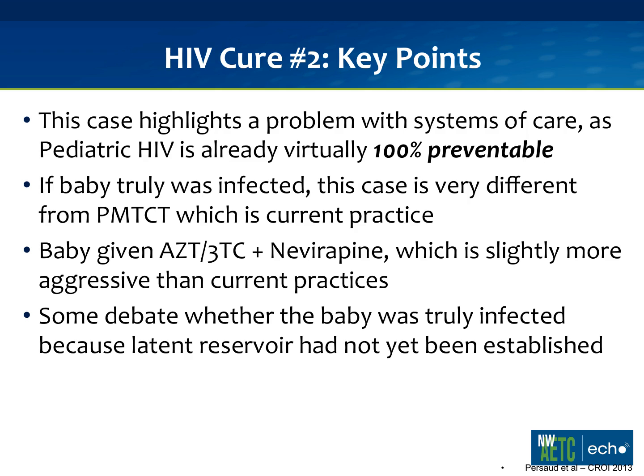If the baby truly was infected, and like I mentioned, there are some that are still doubting whether the baby was infected, it's very different from traditional PMTCT, which is current practice. As I mentioned, Dr. Gay was more aggressive than usual with the regimen that she chose. She dosed her nevirapine really at a higher level. The baby was given nevirapine, which is slightly more aggressive than current practices. Usually guidelines suggest 2 drugs, and the third is kind of optional.